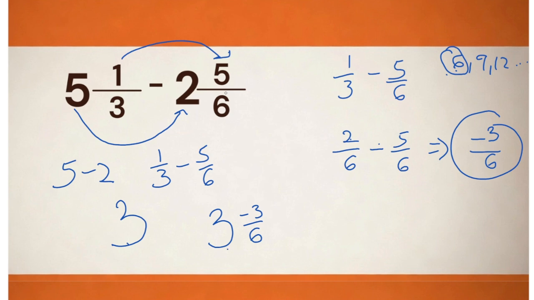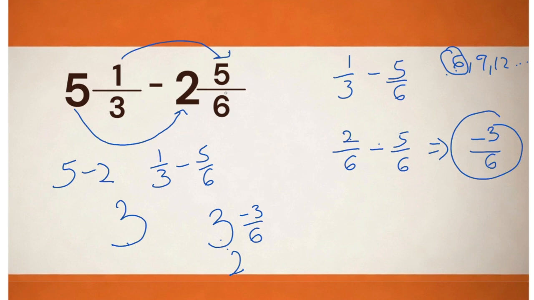When we borrow one from this 3, because we are working with 6 as our denominator, the 3 becomes 2. This remains 2. And that one that we borrow, because we are working in denominator 6, now becomes 6 over 6. So now we have 2 whole.